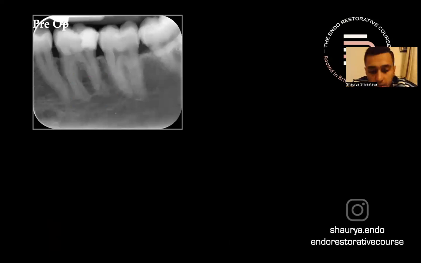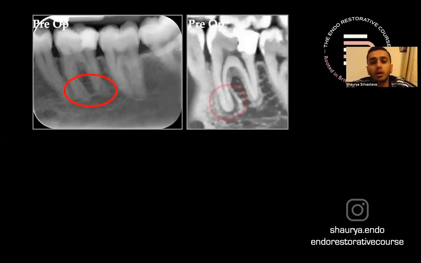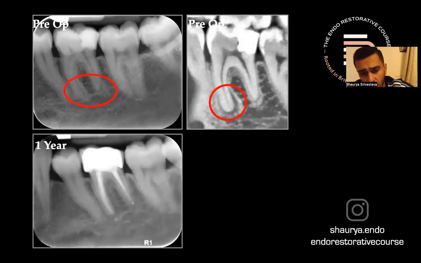Right. So this was one of the cases that was referred to us. As you can see over here, there's no lesion associated. There's pre-op. We can see over here very much so that there is a lesion. Again, 2D versus 3D. So this needs endo. This was the endo done, and this is a 1-year review. Everything looks beautiful over here. No lesion, but the patient's still in pain and complains of intermittent aches, especially in biting and chewing.